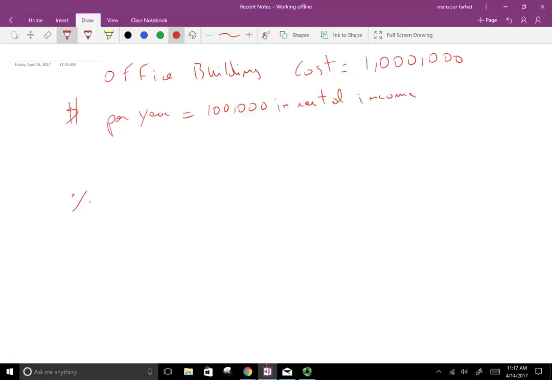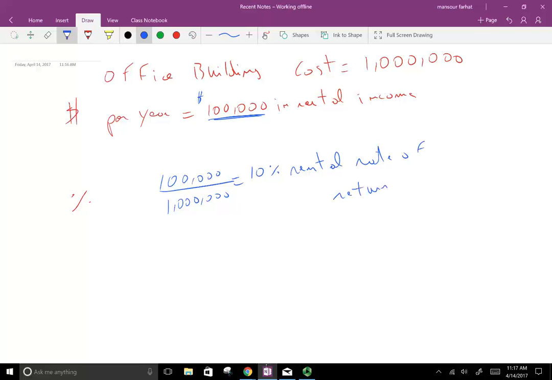Well, what does that translate into? Well, basically, we can say your return, the dollar amount, is $100,000. What is your rate of return? How much did you earn from that rate of return? Well, basically, you earned $100,000 by investing $1 million, which is equal to 10%. So this is your rental rate of return. So you're earning 10% from rental income.